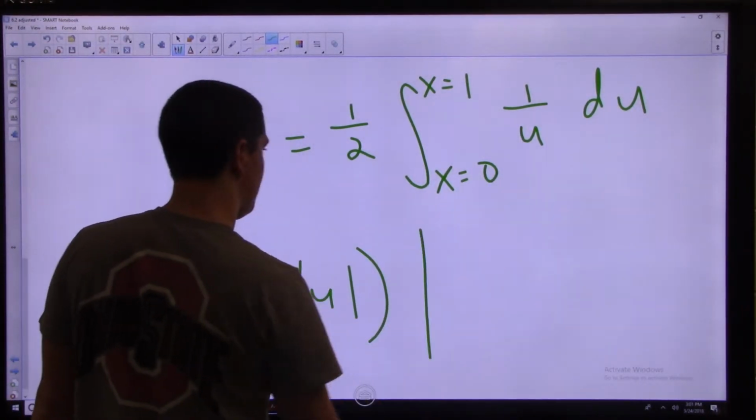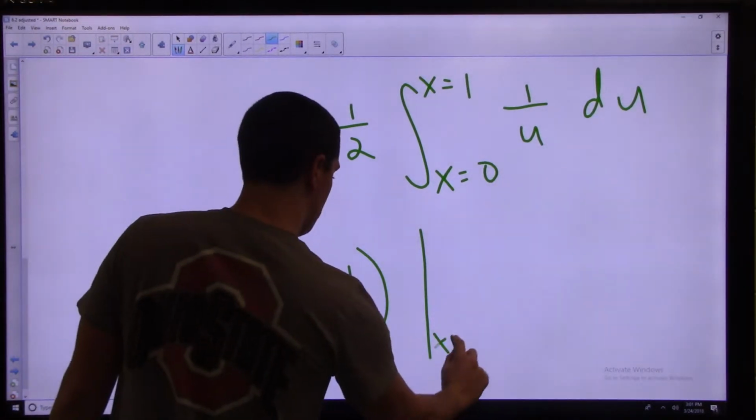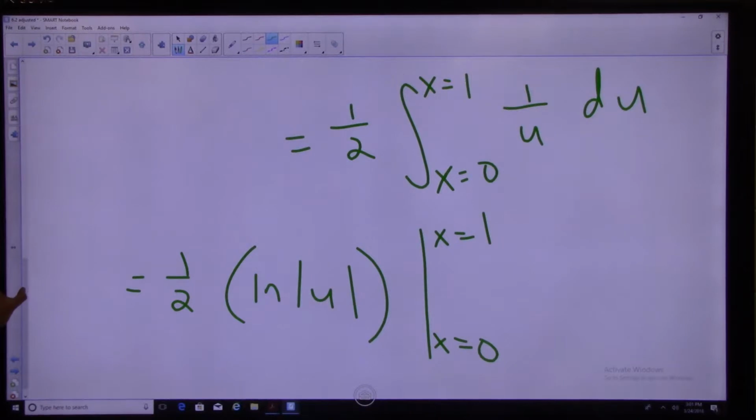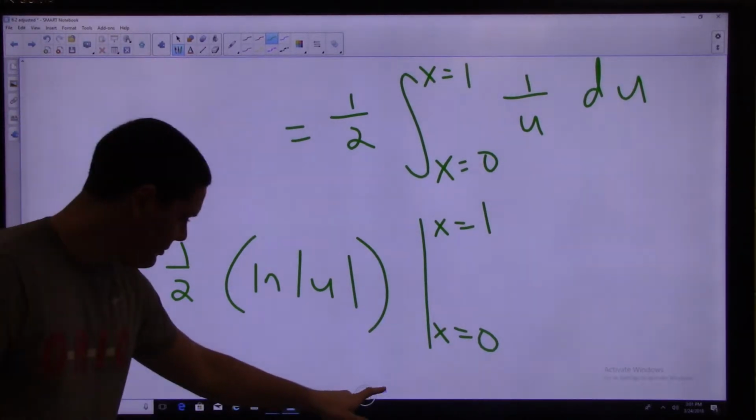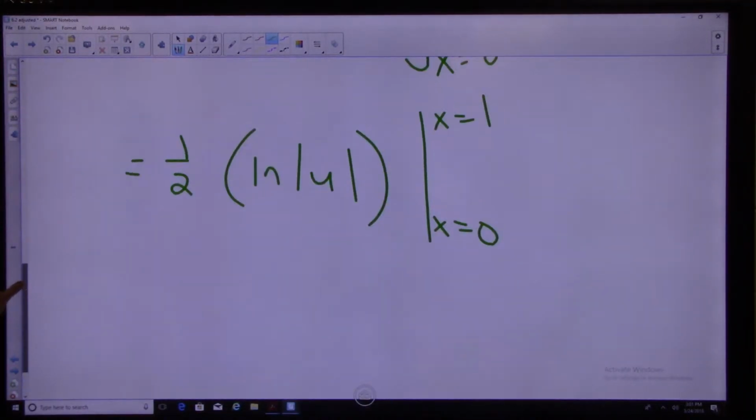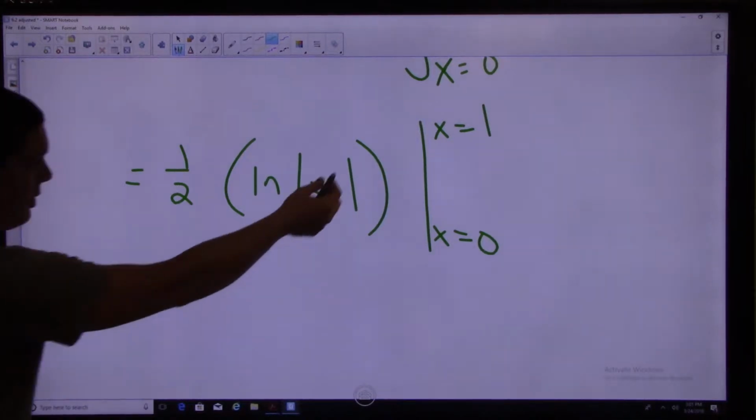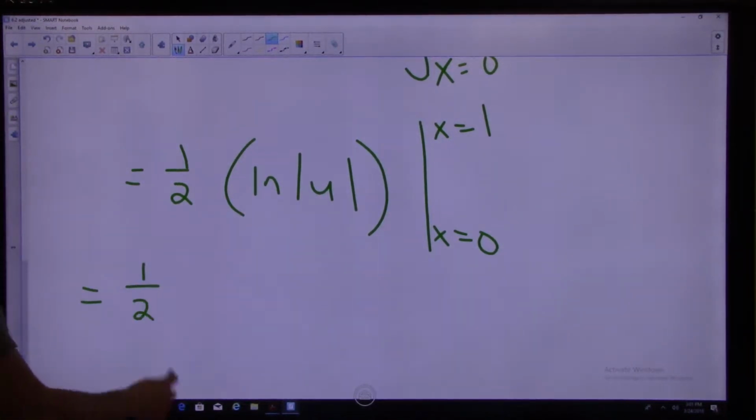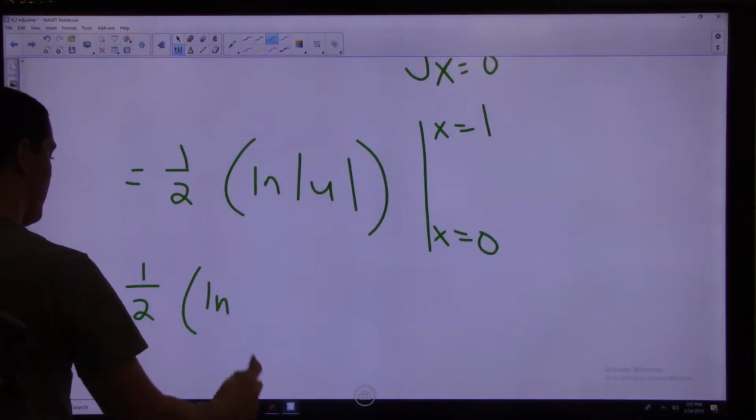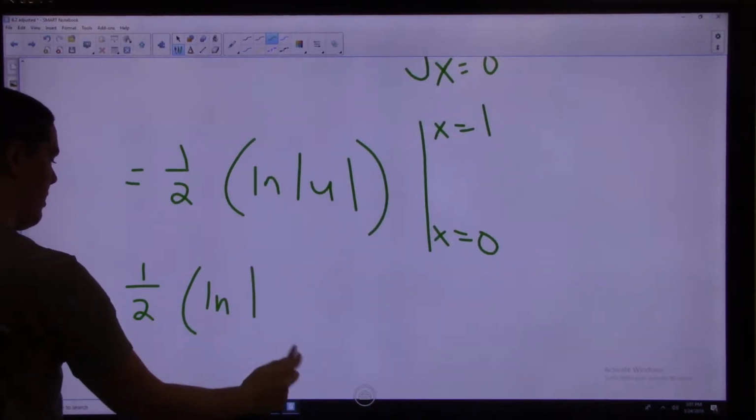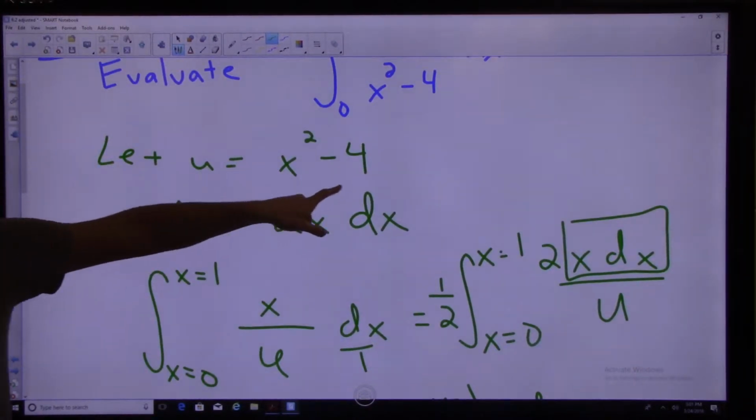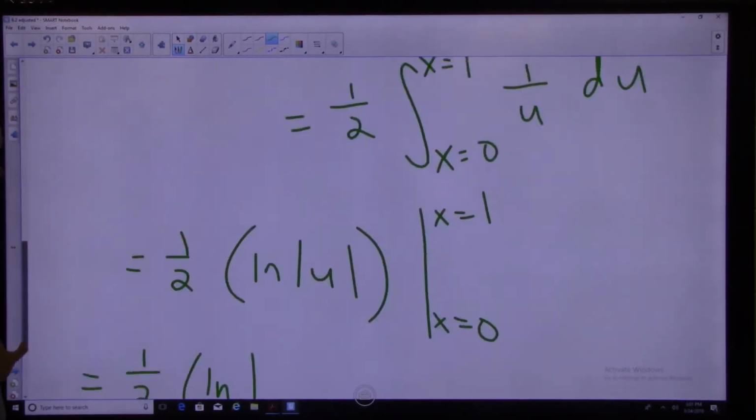We still want to evaluate this from x equals 0 to x equals 1. Okay, let's keep it going. Next thing. Well, I can't plug in x values yet, but what I could do, and that's kind of the way I prefer it, again, you guys might prefer it the other way, is ln of, I'm going to replace u. What do we let u equal? Well, it's x squared minus 4.